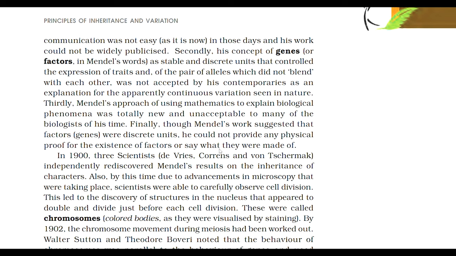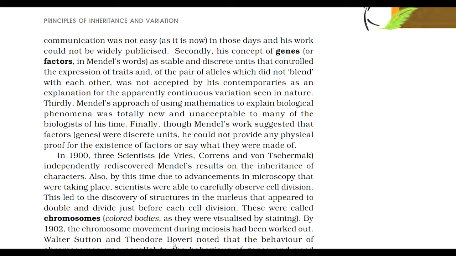In 1900, three scientists, De Vries, Correns and von Tschermak, independently rediscovered Mendel's results on the inheritance of characters. Also, by this time, due to advancement in microscopy, scientists were able to carefully observe cell divisions. This led to the discovery of structures in the nucleus that appeared to double and divide just before each cell division. These were called chromosomes, colored bodies, as they were visualized by staining. By 1902, the chromosome movement during meiosis had been worked out.